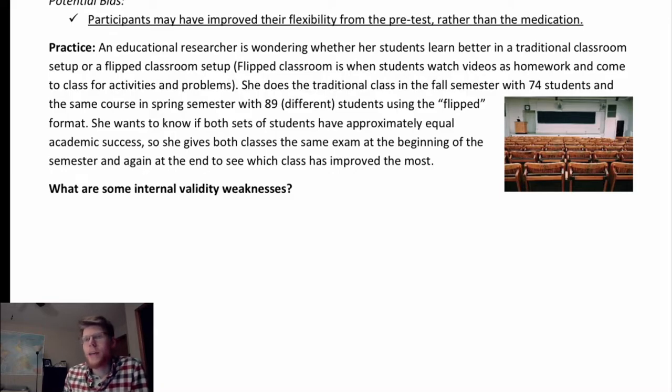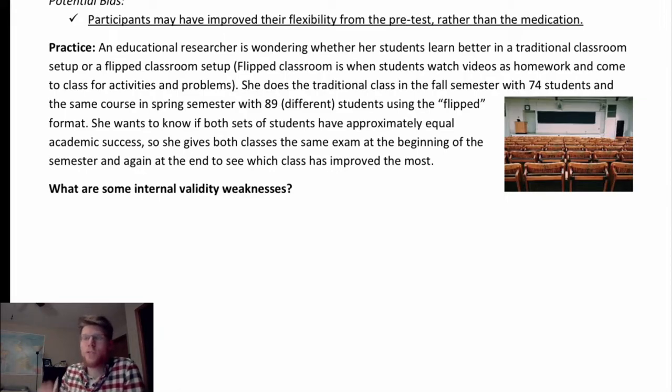Okay, so she has an assessment. Everyone's taking it at the beginning and at the end of the semester. But then I also have another class over here with the other setup, and they're also taking it at the beginning and the end of the semester. And then I'm going to see who has the most improvement, or if there is a difference in improvement at all. So let's think through what are some possible internal validity threats that we should consider here about this causal relationship between the style of the instruction and the academic success.